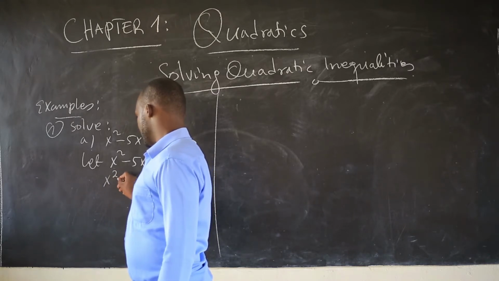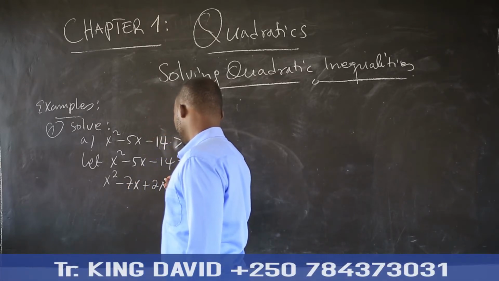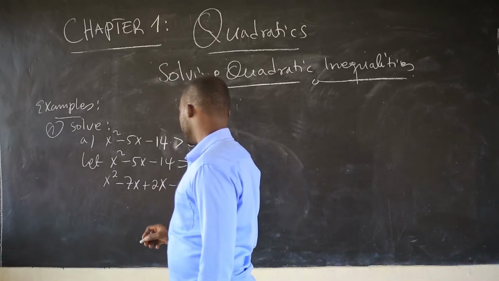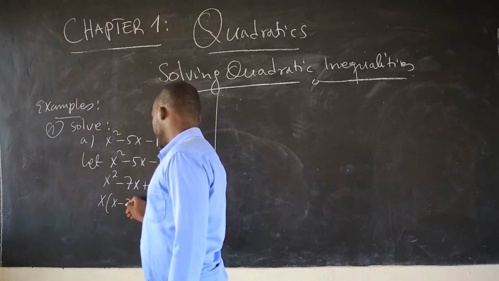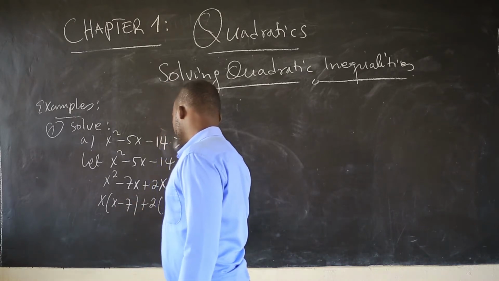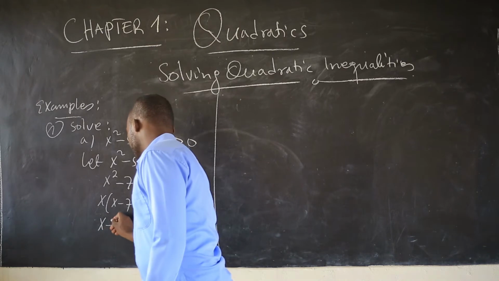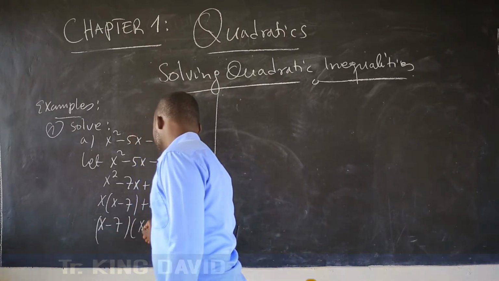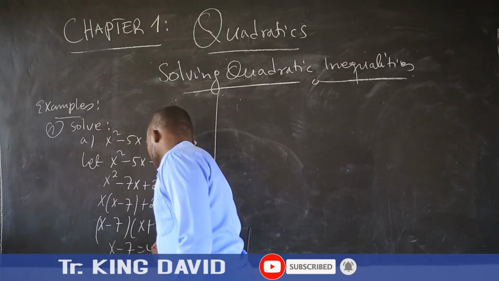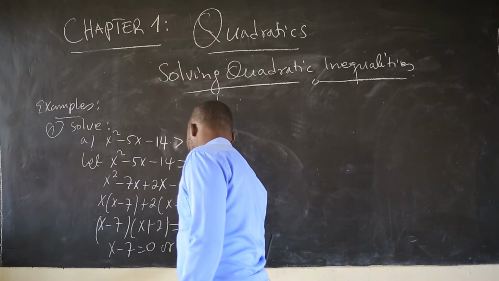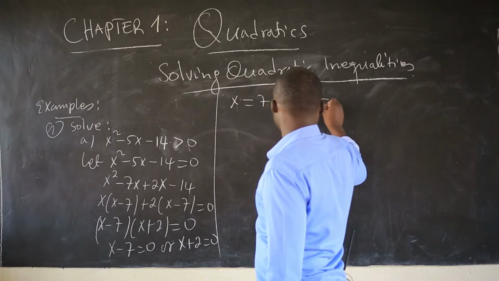So it becomes x squared minus 7x plus 2x minus 14. Now we take x out of the bracket. The remaining is x minus 7, plus 2 out of the bracket, x minus 7, equal to 0. You see x minus 7 is common. That is x minus 7 times x plus 2 equal to 0. That means x minus 7 is 0 or x plus 2 is 0. So x will be equal to 7 or x will be equal to negative 2.